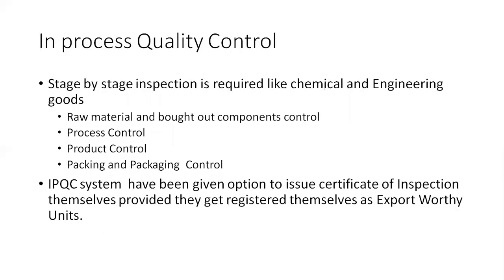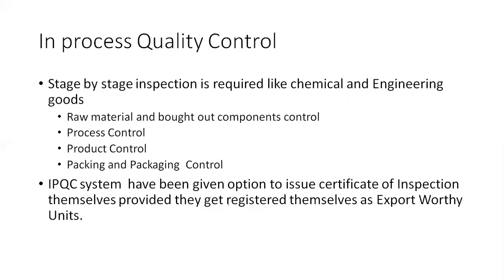Okay, in-process quality control: in the in-process stage, stage by stage inspection is required. Generally it happens in chemical and engineering goods. So where the raw material is coming from, from where you are purchasing the raw material, what is the process control, what is the product control mechanism over there, how you make the packing and packaging of your products. So this is in-process quality control, where units have been given an option to issue a certificate of inspection themselves, provided they get registered as export worthy units.